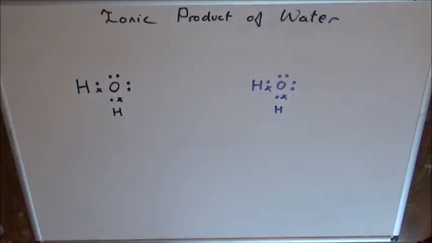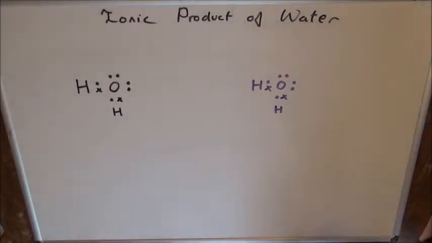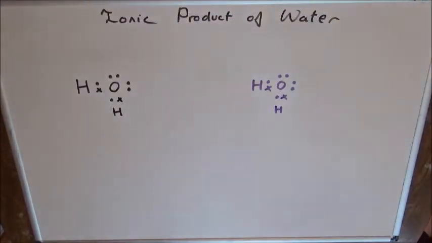This tutorial is on the ionic product of water, which is a constant you use when calculating the pH of an alkaline solution. Now you can learn how to do this just by plugging values into equations, but by looking at the origins of the constant, what it really means, you can learn an awful lot of chemistry.